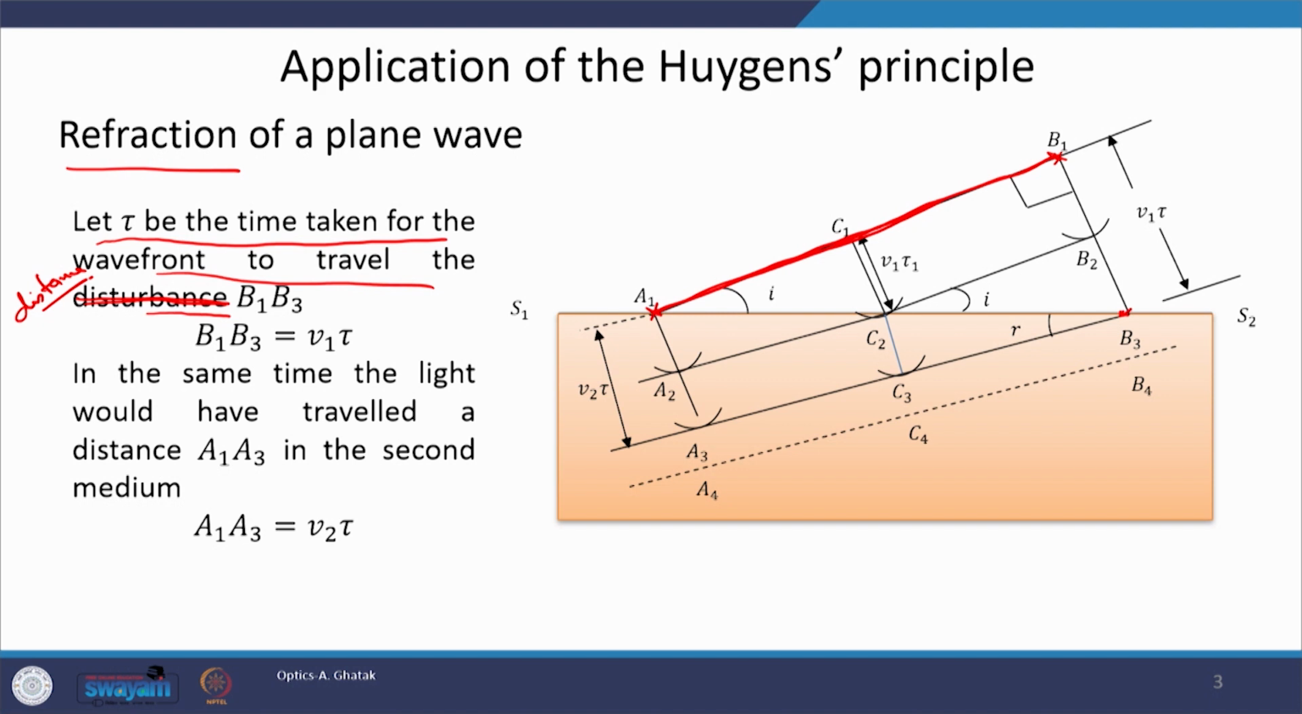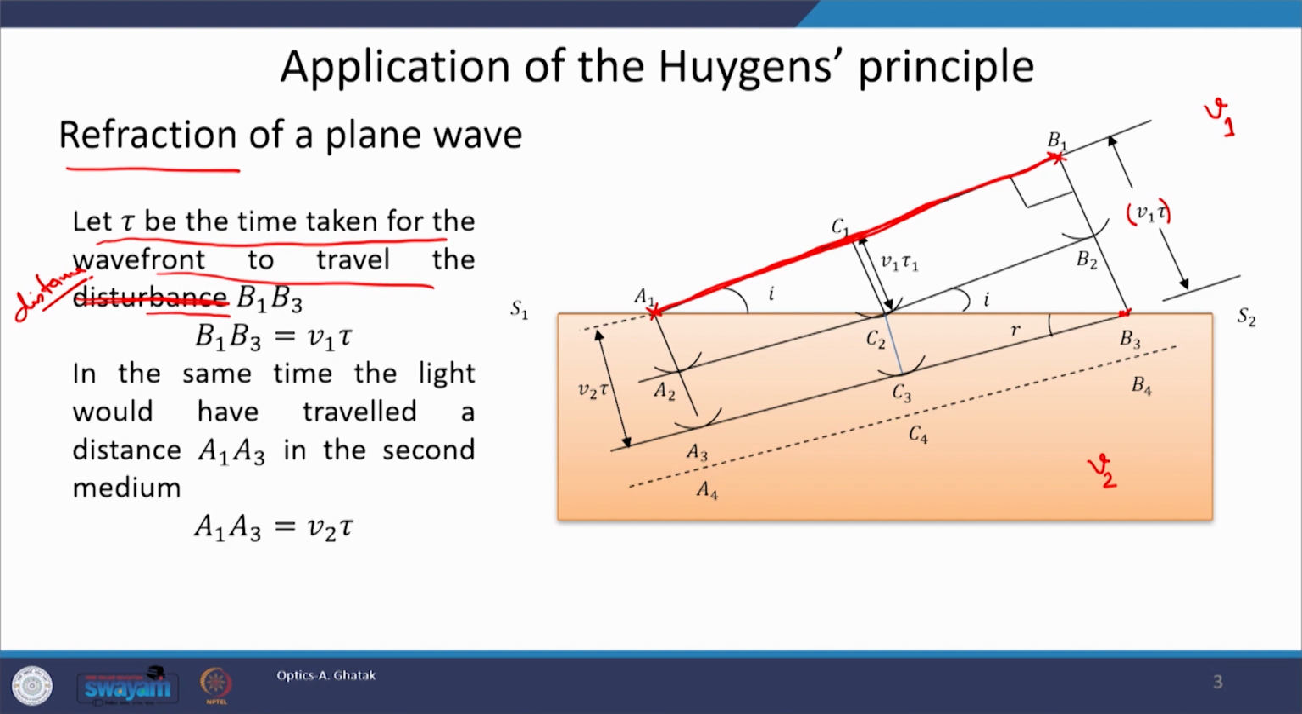Now, suppose point B1 takes time tau to reach B3, and suppose the speed of the wave in the first medium is V1, while that in the second medium is V2. Since point B1 is taking tau time to reach point B3, the total distance travelled by point B1 will be equal to V1 into tau. Tau is the time and V1 is the speed in the upper medium.